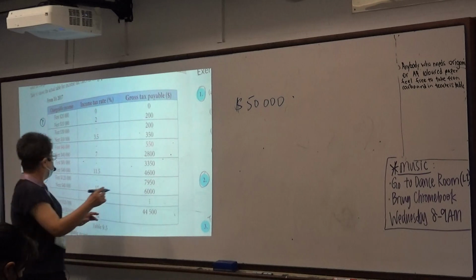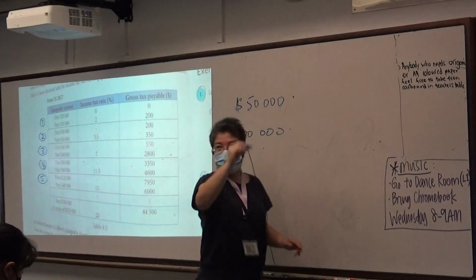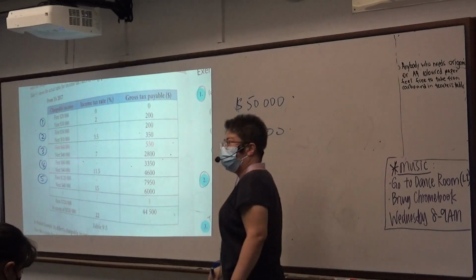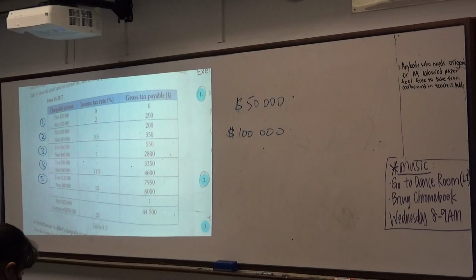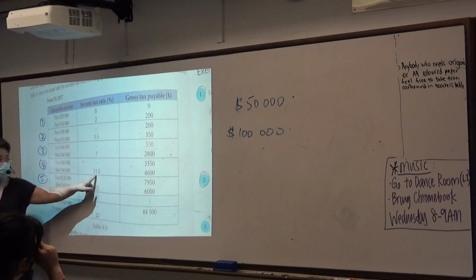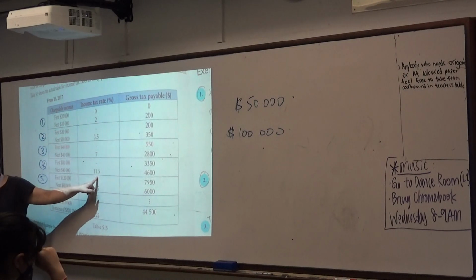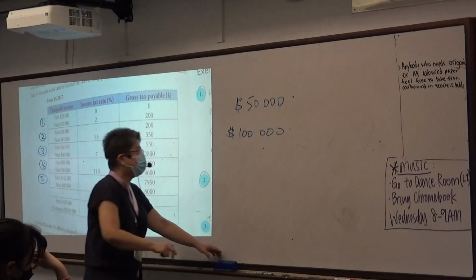Now, what if I have 100,000 chargeable income? Which row do I look at? All of you look at the table. Row what? Row number 5. Can you see? 80,000, then another 20,000 extra that I charge 11.5%. Everybody clear? Okay, now I'm going to do one question for you.